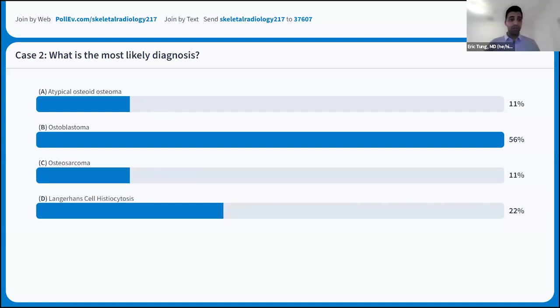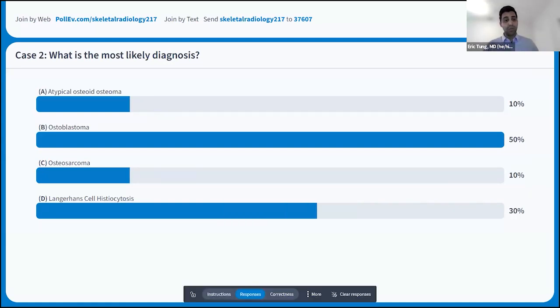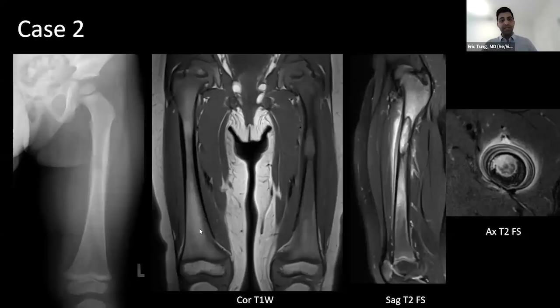So we've got a nice differential here, and we have the majority of people saying osteoblastoma, with the second most common being Langerhans cell histiocytosis. When we take a look at these images, we see a frontal radiograph of the femur. We see smooth periosteal reaction present along the shaft. And we see a vague lucency, which is very hard to tell prospectively, but then will correspond to the lesion that we're seeing.